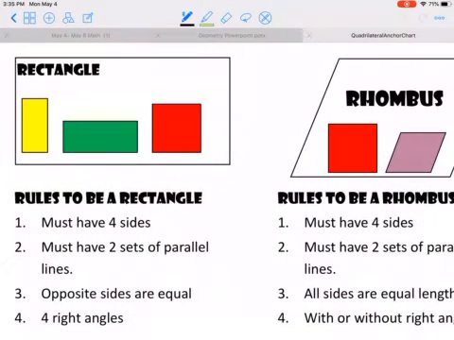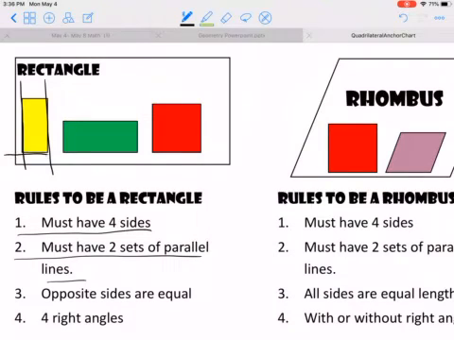Here's a group of rectangles, and here are the rules to be a rectangle. A rectangle, 1, must have 4 sides. Number 2, it says must have 2 sets of parallel sides. So remember, parallel sides are lines that look like train tracks. They're never ever going to cross. So there's 1 set, and then here's a second set. And all rectangles have that attribute.